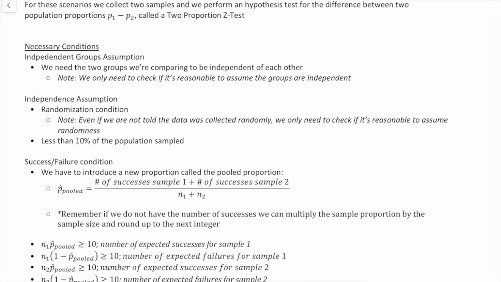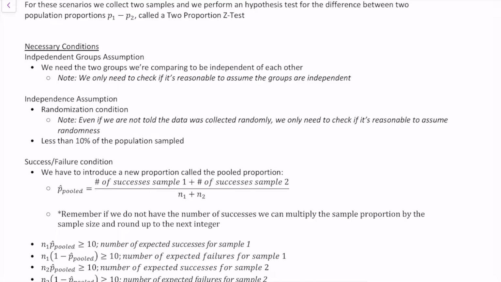And then there is the success and failure condition for proportions. What this does is ensure that we have a large enough sample size to mitigate any sampling variability or sampling bias. In order to deal with the success and failure condition, I have to introduce a new proportion called the pooled proportion. I maybe mentioned this briefly for like 2 seconds in one of our confidence interval videos, where basically you pool your values if you feel like your data is coming from the same population.